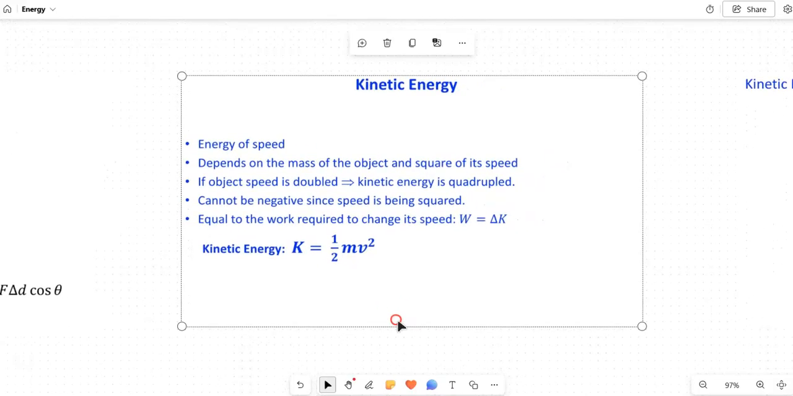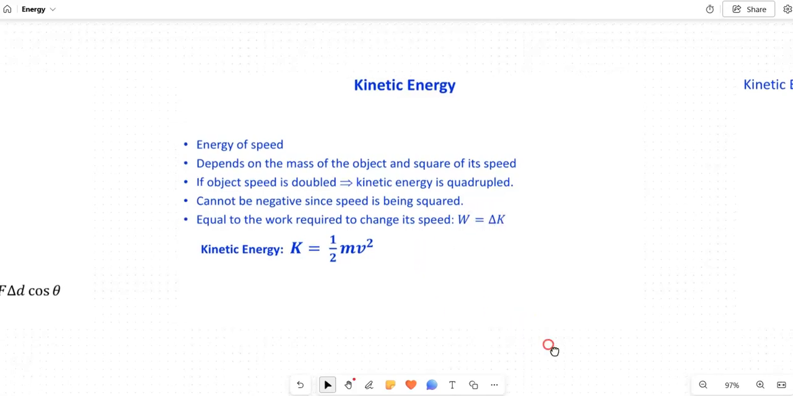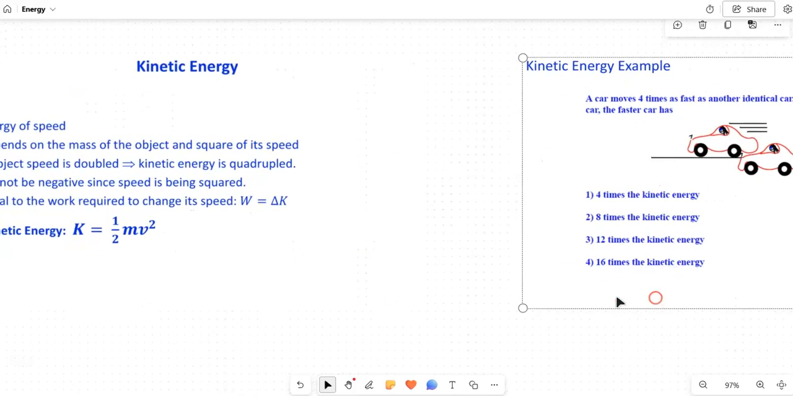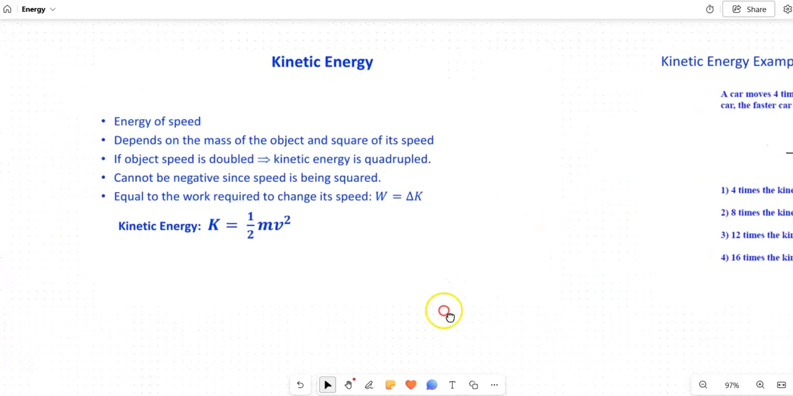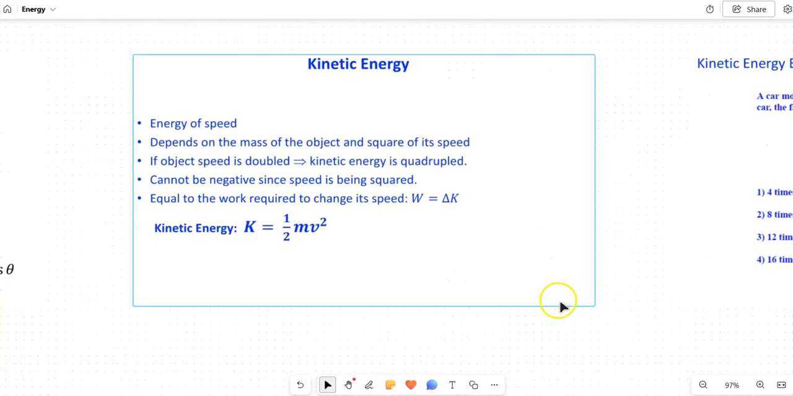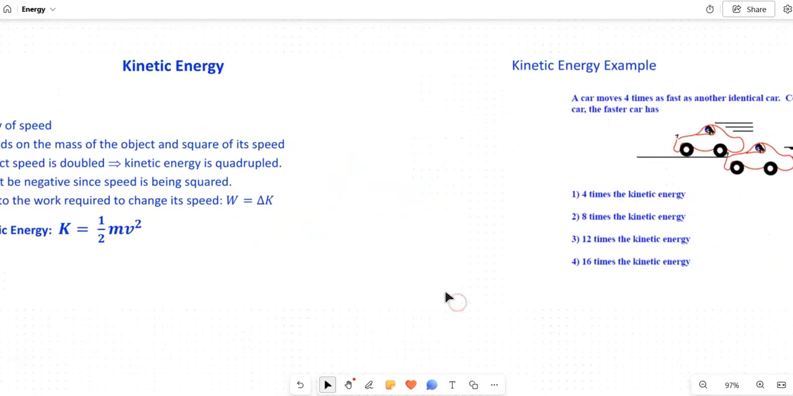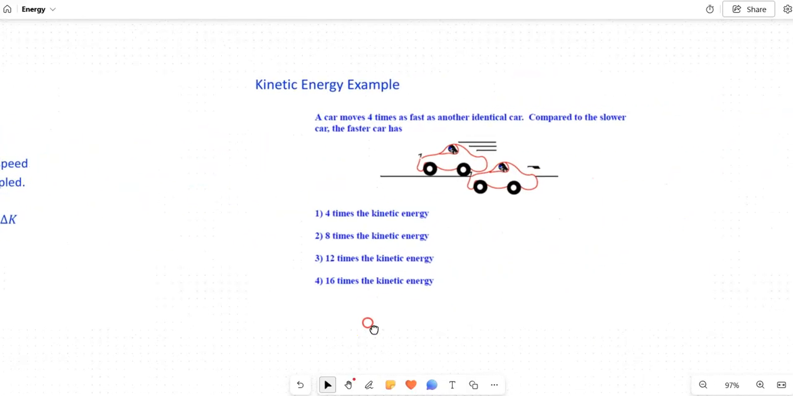Like I said, kinetic energy is the energy of speed, and we saw how it was derived. Kinetic energy comes from work. So if you have a force applied to an object, its velocity will change. And that change in velocity is also a change in kinetic energy. So let's go ahead and test our understanding of kinetic energy. Remember, K is equal to 1/2 mv squared.